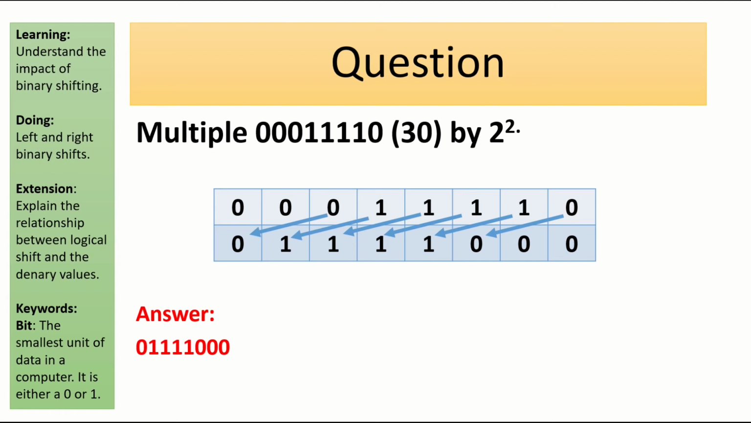So then our answer becomes 0, 1, 1, 1, 1, 0, 0, 0, 0, and that will be enough to give us the marks.